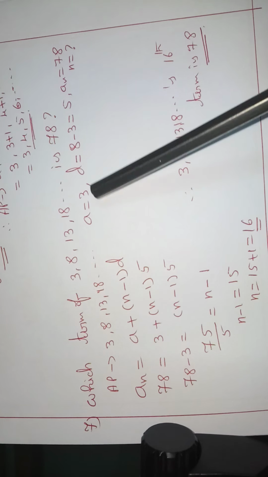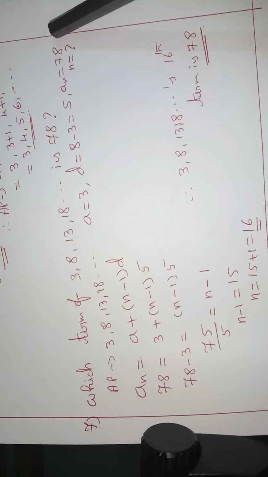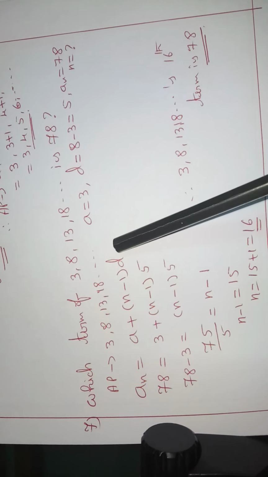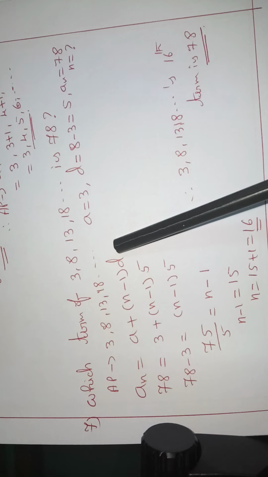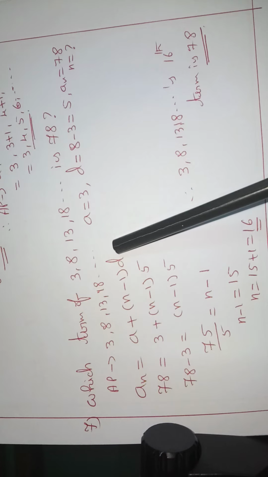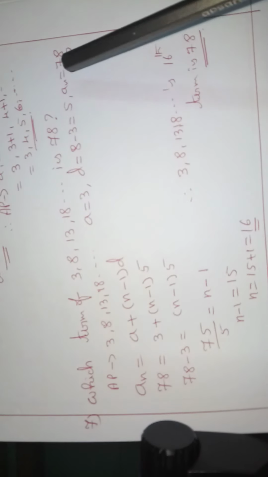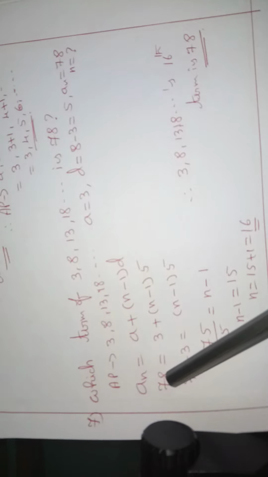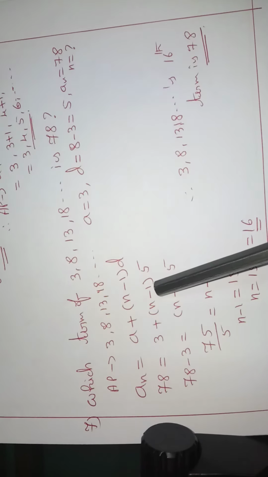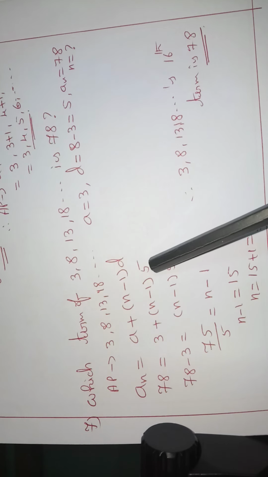A is equal to 3, D is equal to 5, AN is equal to 78, N is equal to how much? Write the formula. Only one formula is known. AN is equal to A plus N minus 1 into D. Substitute the values. In place of AN 78, in place of A 3, N we don't know, write it as N minus 1, D value 5.